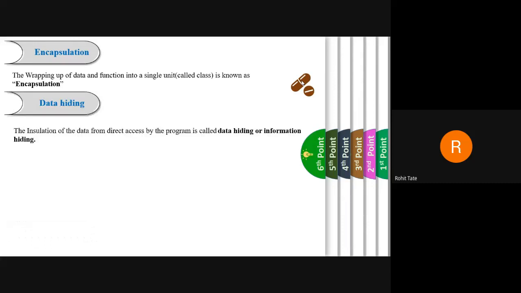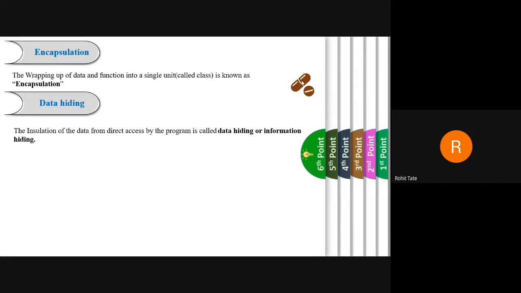The next concept is data hiding or information hiding. Now, what is data hiding or information hiding? Data is not accessible to the outside world, and only those functions which are wrapped in the class can access it. So these functions provide the interface between the object's data and the program. Means outside functions can't access the data of the particular object. So there is an insulation for the data. This insulation of the data from direct access by the program is called data hiding or information hiding, which is also one of the major features of object-oriented programming language.